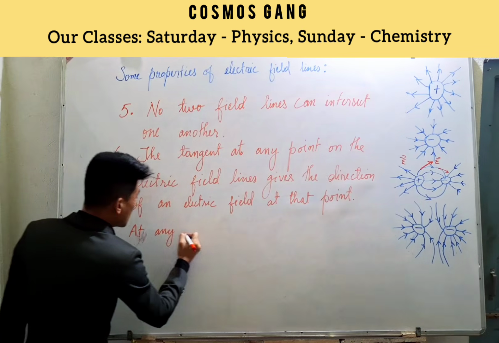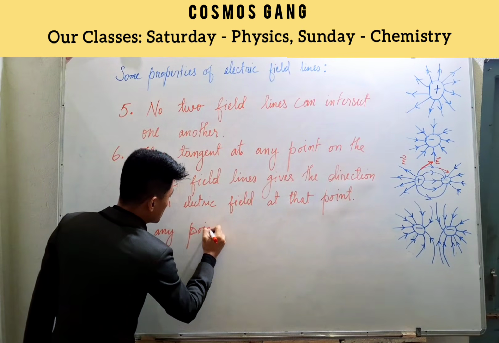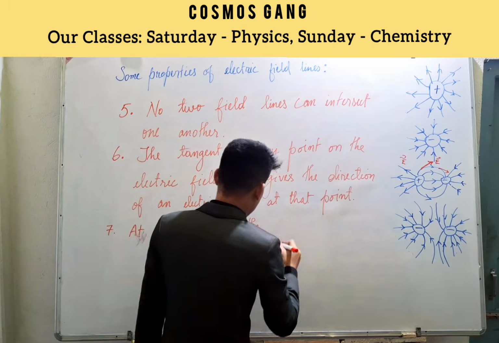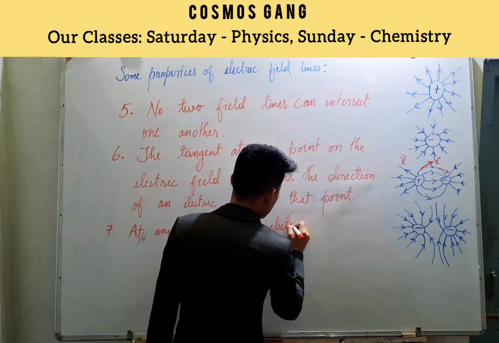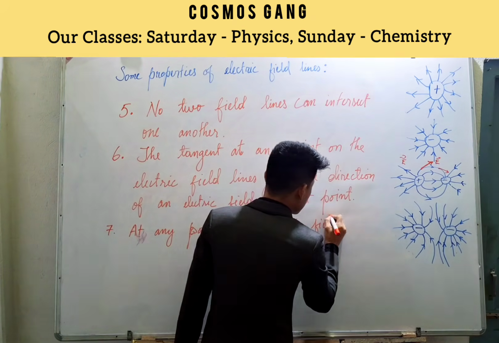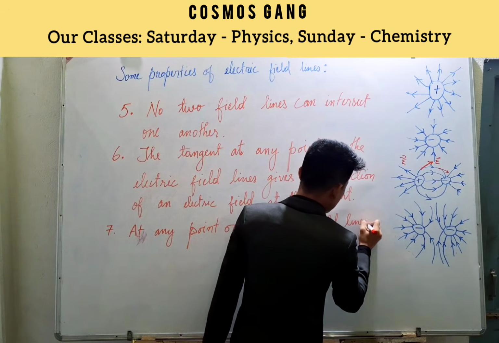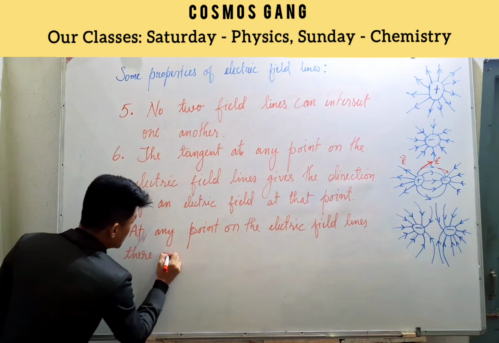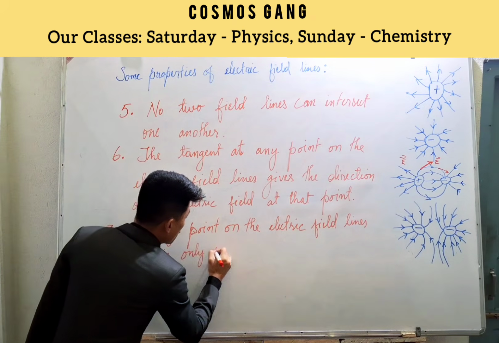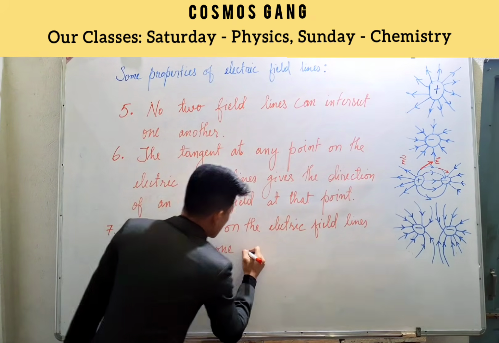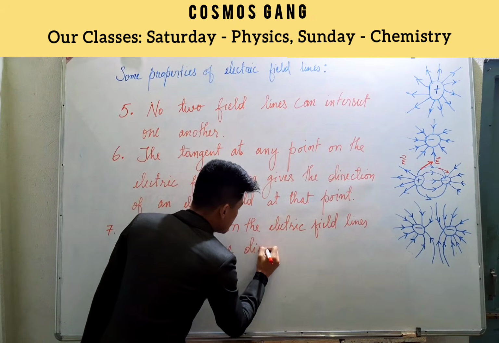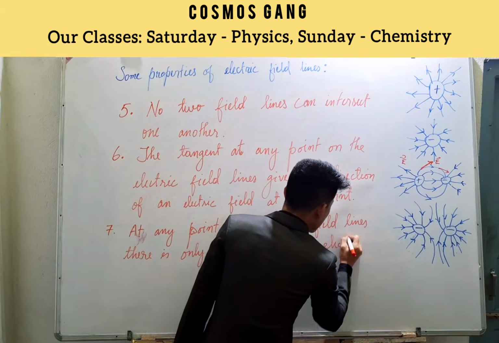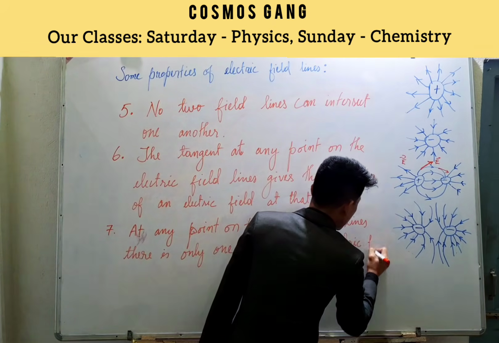At any point on the electric field lines, there is only one direction of electric field.